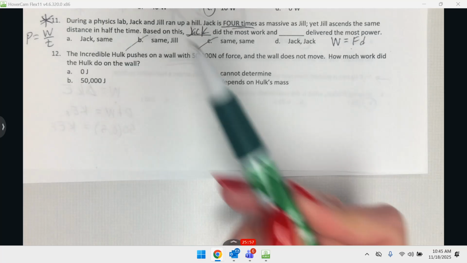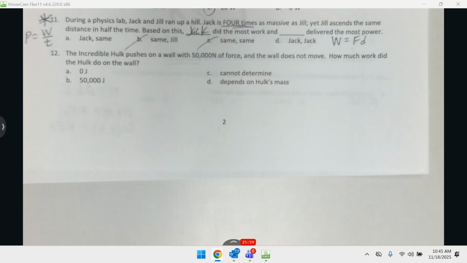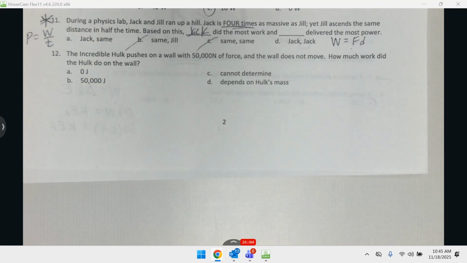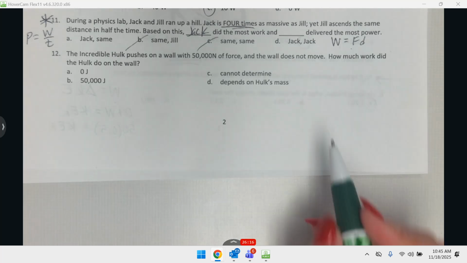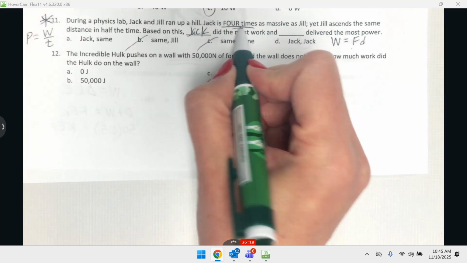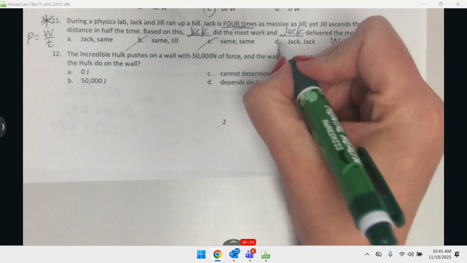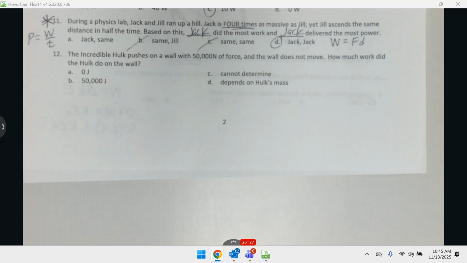If she goes half the time, that means that's a factor of 2 for the power, but he's got a factor of 4. So he still has more power than her. She would have to have done it in 1/4 the amount of time in order for them to have the same amount of power. If she had done it in 1/4 the time, they would have the same power, but she only did it in half the time, so this factor is bigger. So Jack also has the most power. Jack, which is answer choice D for number 11.